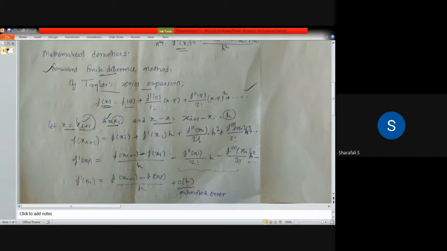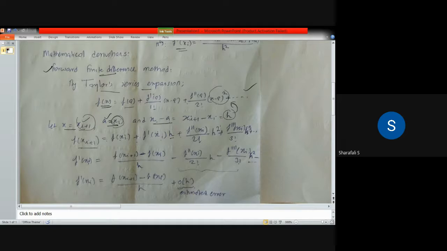Okay, so if you substitute all these values in this Taylor series expansion, then we will get f of xi plus 1. We are considering x equal to xi plus 1, so f of xi plus 1 equal to f of xi, a equal to xi, plus f dash of xi into h plus f double dash of xi by 2 factorial h square, because x minus a here is h, plus f triple dash of xi by 3 factorial h cube plus etc. So this is the Taylor series expansion.